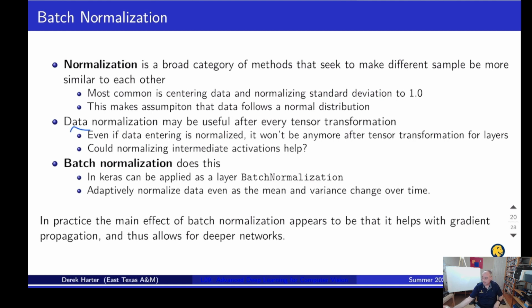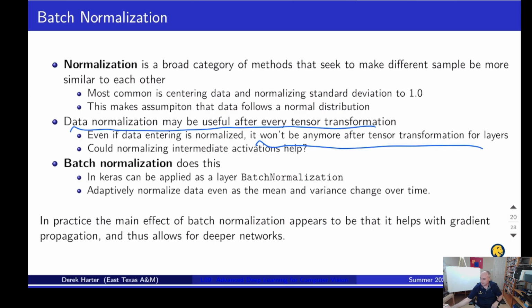Data normalization may be useful after every tensor transformation that happens in a network. So after each layer, or sometimes after some layers. Even if the data entering a layer is normalized, it won't be any more after a tensor transformation. So could normalizing intermediate activations help? And it turns out it does, although people don't really know exactly why. There's some debate about what batch normalization is doing and how it helps training. But we can add this. So it is common to add in some batch normalization for deep convolutional networks.